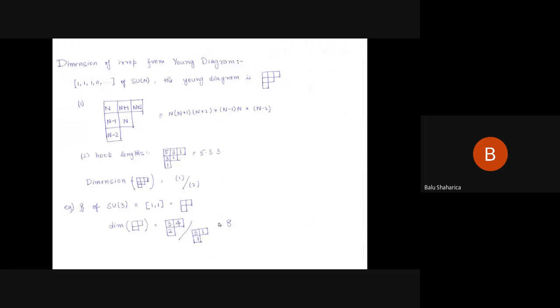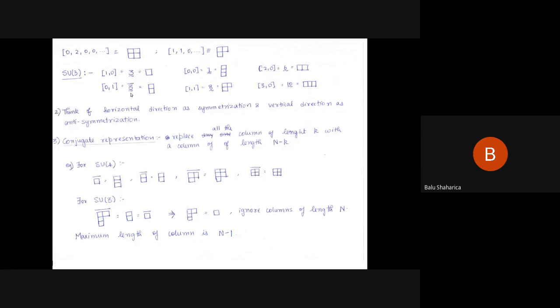So this basically represents an octet, and similarly we can get these dimensions from the Young diagram. For example, for this decuplet, it's 3 into 4 into 5 divided by 3 factorial, which is 10. So given a Young diagram, we'll get the dimension of the irrep.